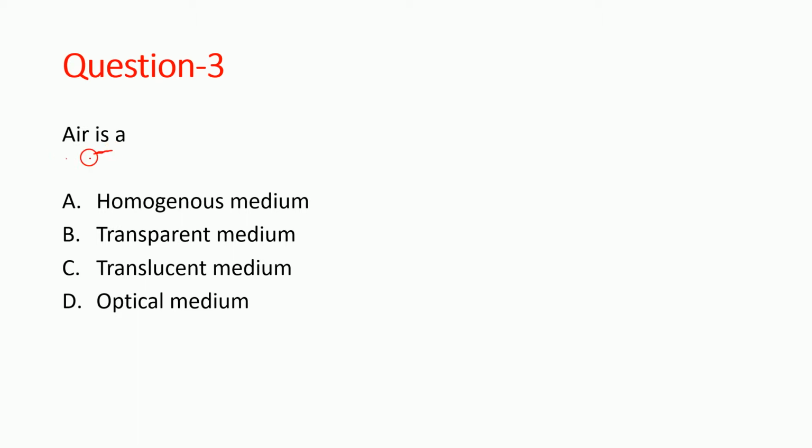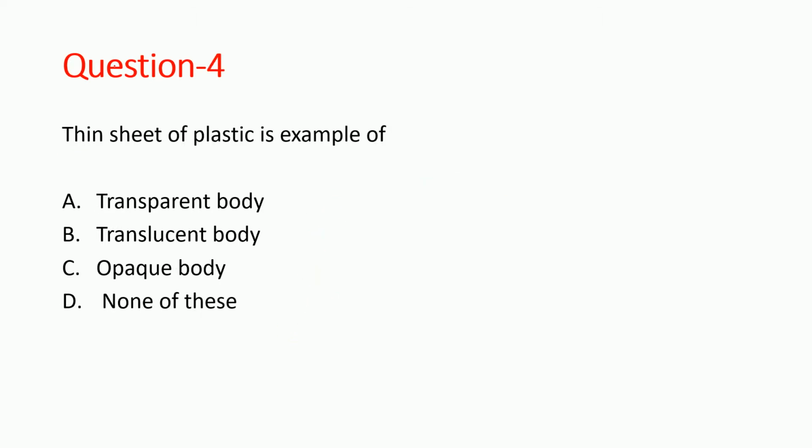Next bit, air. In the atmosphere we have air flowing around. If we torch a light, it easily transmits to the other end. So it is a transparent medium. Homogeneous is wrong, transparent is correct. These two options are wrong. Next question, thin sheet of plastic. As I said, a thin sheet of plastic is an example of a translucent body.